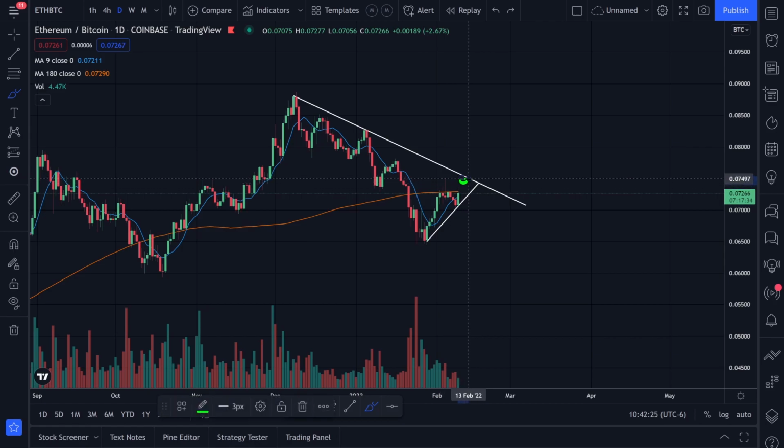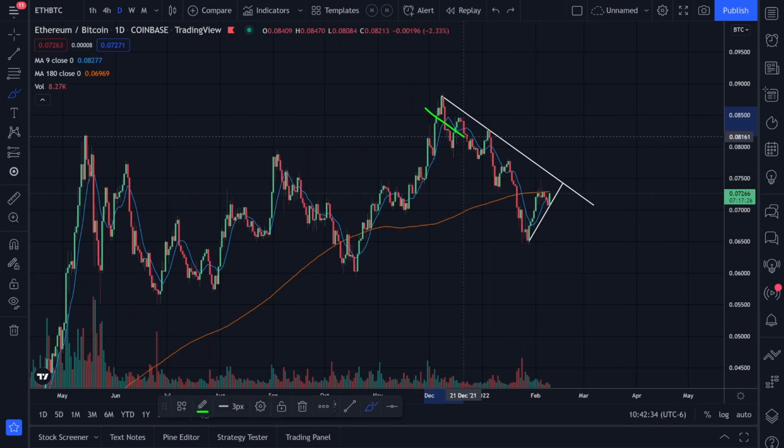It looks like we're coming in to test this. I think if we could break this, this is going to be good for Ethereum, and some of that Bitcoin money will start flowing into Ethereum. As long as this chart is trending down, it's good for Bitcoin, and if this chart is trending up, that's good for Ethereum. Right now, it does look like we're trending up in the smaller time frame, but in a bigger time frame, we're trending down.